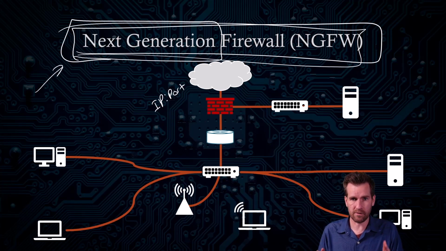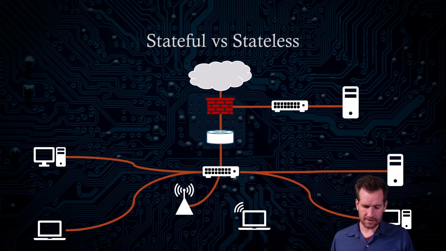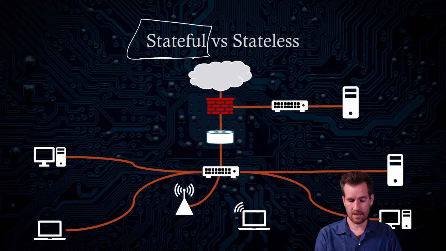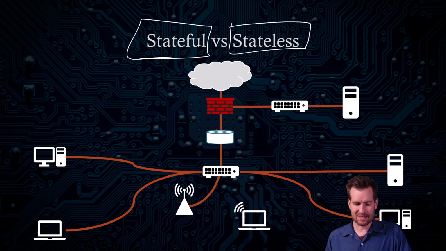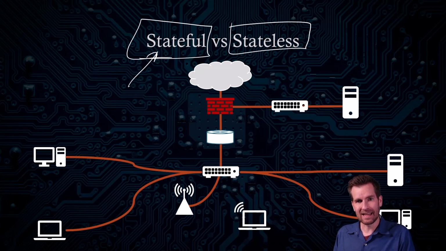So we're going to go over a few of those advanced features that you may see on a next generation firewall. One of the differences is the older firewalls are stateful versus the new firewalls are stateless. And really what that means is stateful just means that it goes through and looks at the packet and determines whether it's going to be accepted or not.